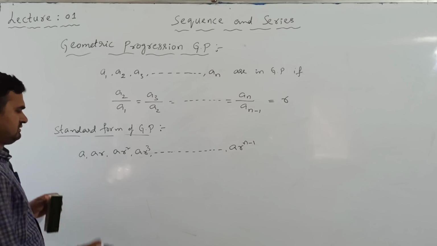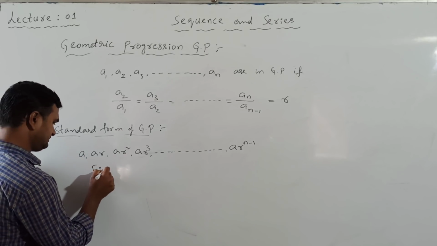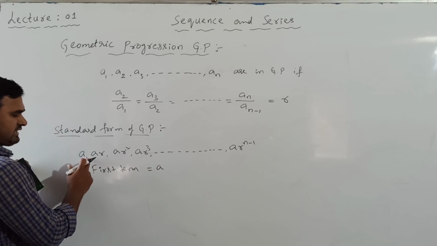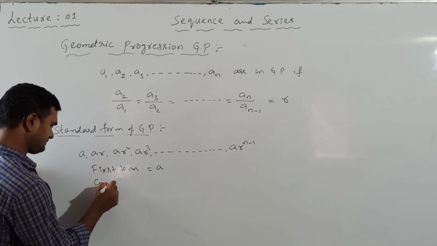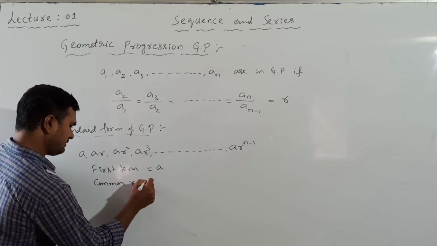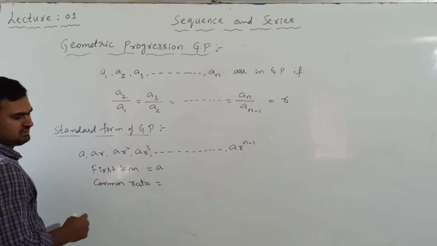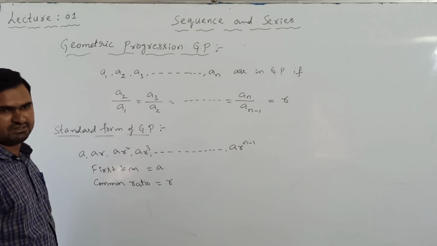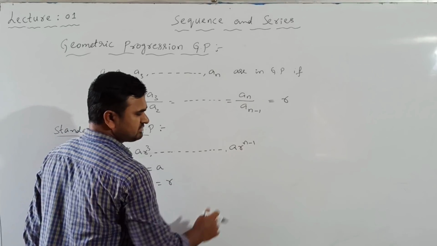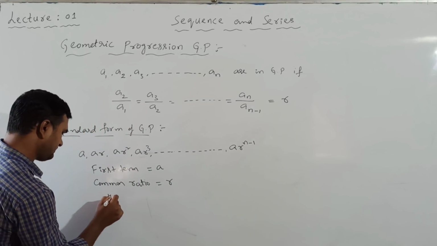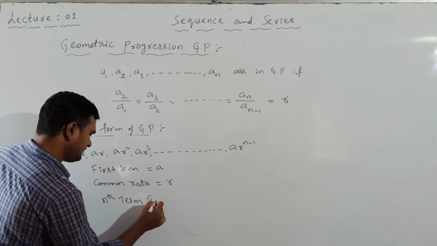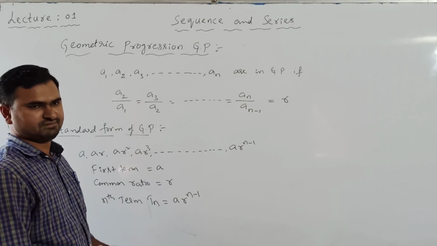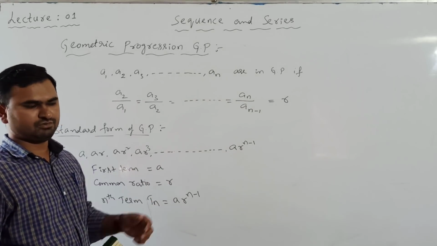In this GP, a is the first term, and the common ratio, the ratio between consecutive terms, is r, and we are taking n terms here. So first term, second term, and this will be the nth term or last term. Tn is a into r power n minus 1. So that is the nth term of a geometric progression.